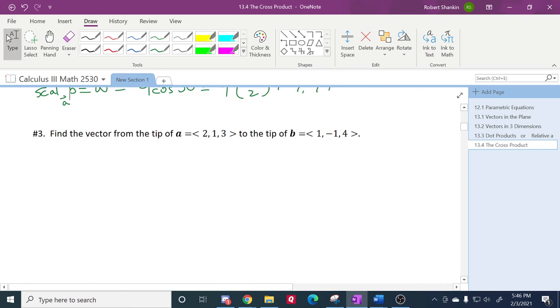Find the vector from the tip of A. I rewrote these A and B again. From the tip of A to the tip of B. 15 seconds more.